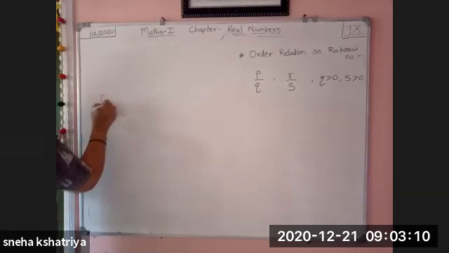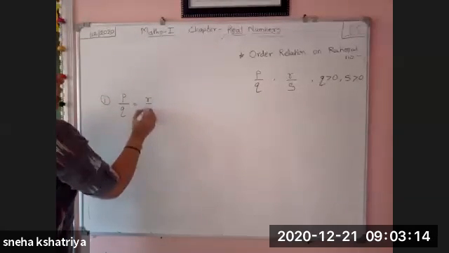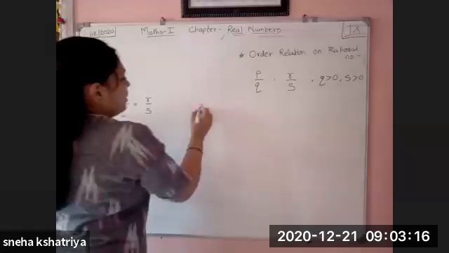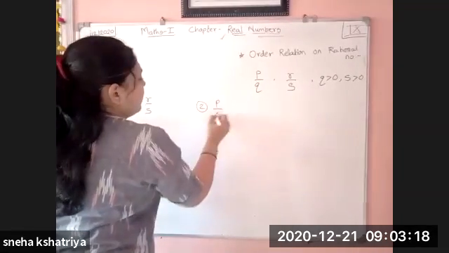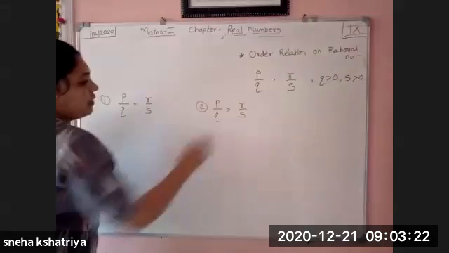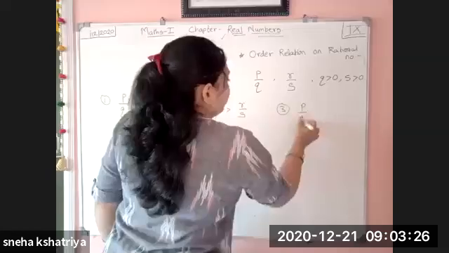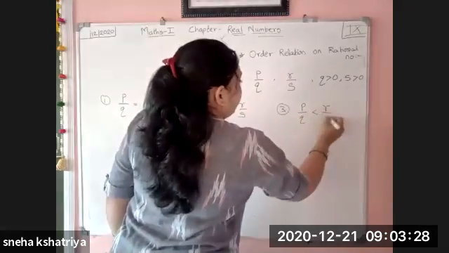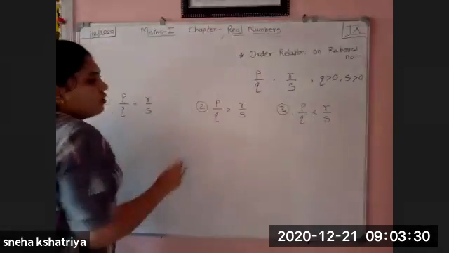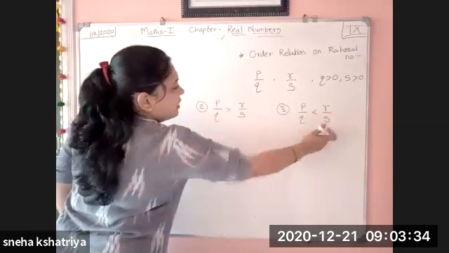Okay. First relation it will be P by Q is equal to R by S. Second it will be P by Q greater than R upon S. One will be greater, one will be small. And third, P by Q is less than R by S. This is greater here, this is small here. This is greater here, this is small here.